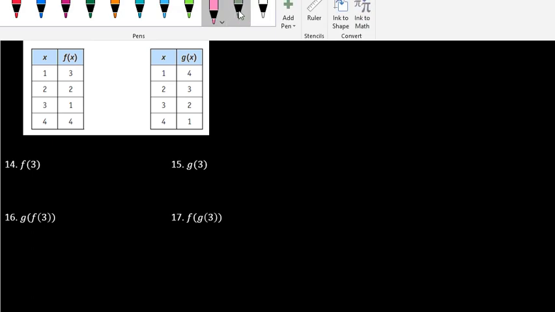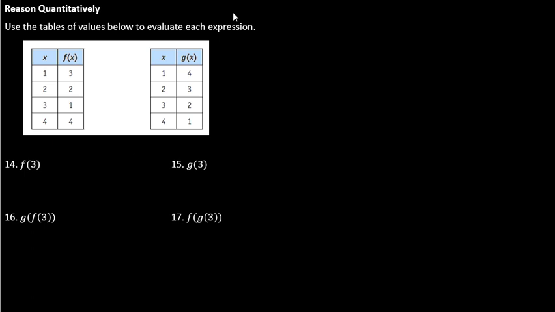Let me pick a more neutral color. Okay, so f of 3. Not f of x, right? f of 3. So f of 3 is this guy here. f of 3 gives me 1. So f of 3 is 1. g of 3. So not g of x, but g of 3. So here's x equals 3. g of 3 would be this guy here. g of 3 is 2.